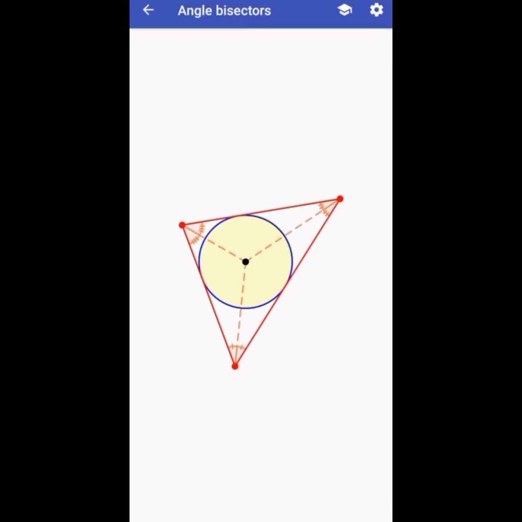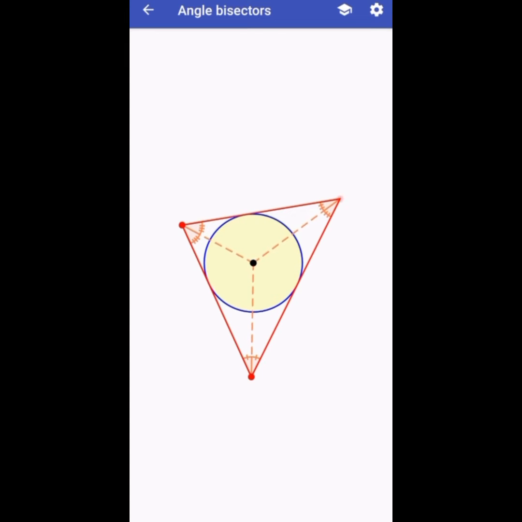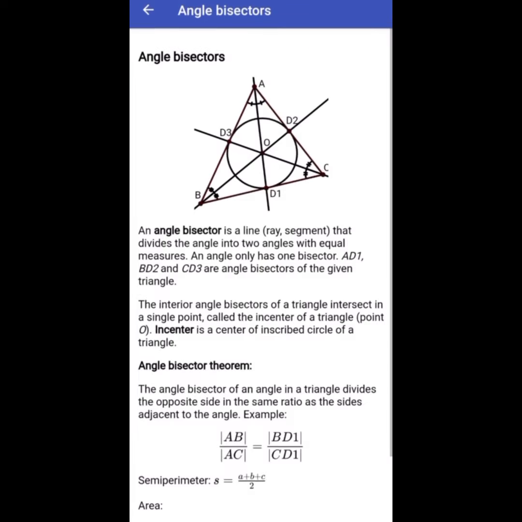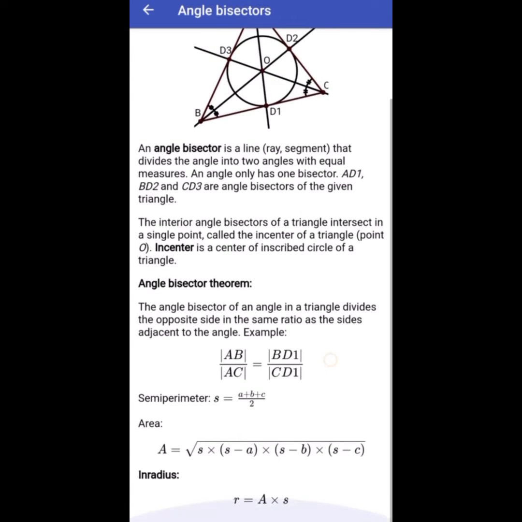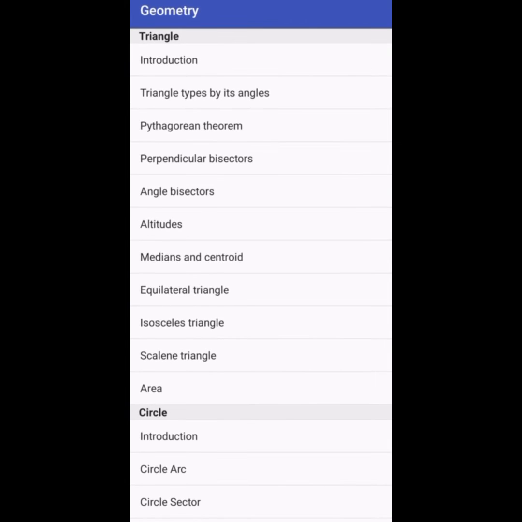Let's talk about angle bisectors. As you can see in the video, here are the angle bisectors. An angle bisector is a line or ray segment that divides the angle into two angles with equal measures. An angle only has one bisector. AD1, BD2, and CD3 are angle bisectors of the given triangle. So the incenter is the center of the inscribed circle of a triangle. Then there is the angle bisector theorem. What's nice about this app is that it focuses on geometry, especially angles, circles, and more.